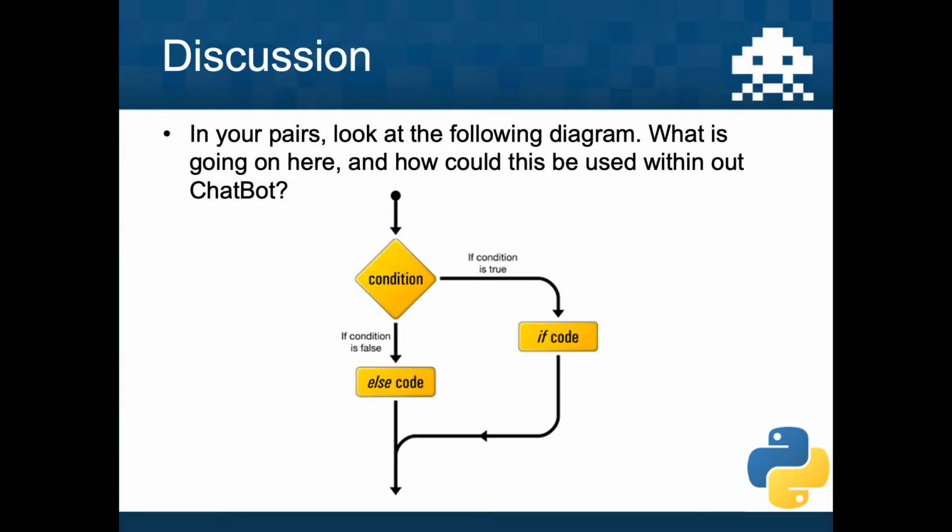I'd like you to pause the video at this point and have a think about the following diagram. We've got a block that says condition, and if condition is true goes down one route, and if condition is false goes down another route. What might this mean, particularly in regards to our are you feeling okay question from the start activity, where the person would either reply yes or no? Pause the video at this point and have a think around what that might do.